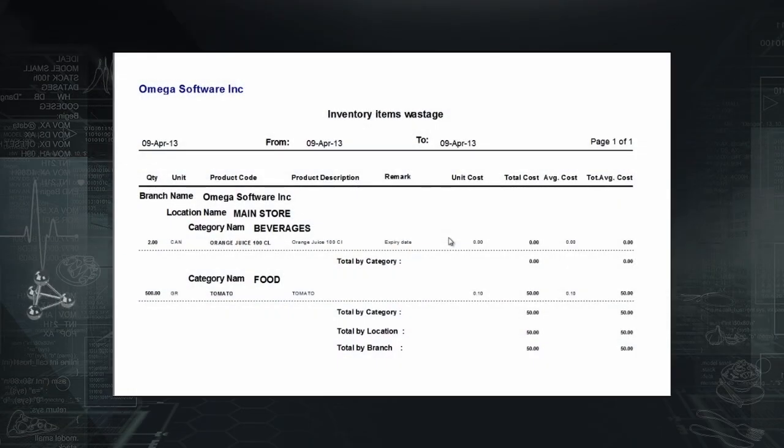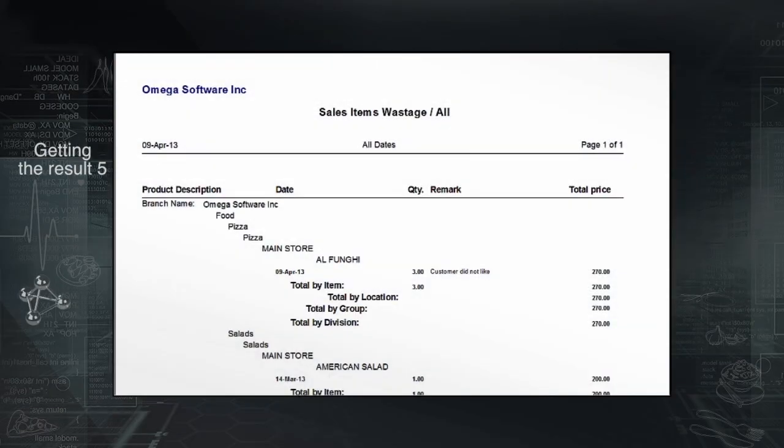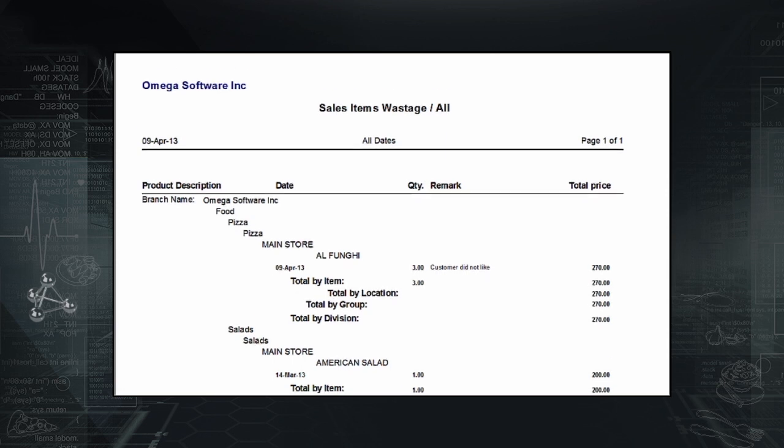This example illustrates the inventory items wastage report. It shows all the wastage that occurred to inventory items, along with the remarks and the total value. This example illustrates the sales items wastage. Notice here the items that underwent wastage, along with remarks, if any, the quantity, and the total price.